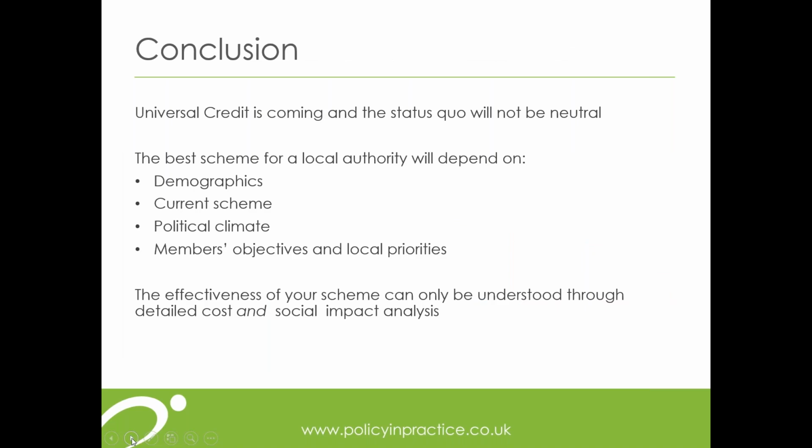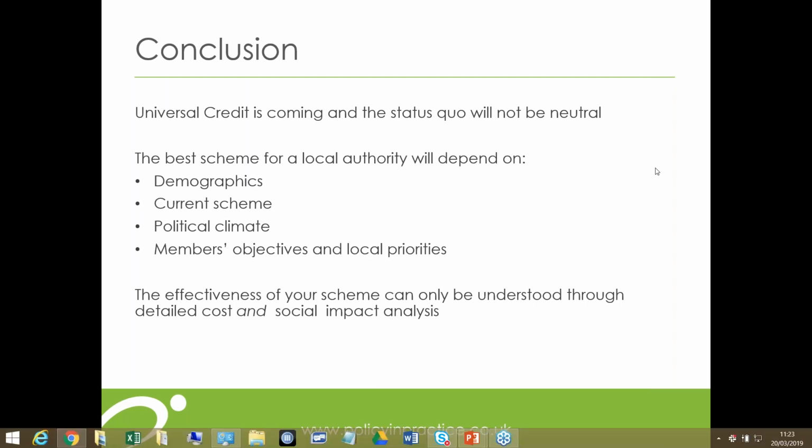So in conclusion, we have broken down 4 of the key factors which come into play when choosing the best scheme for a local authority. Of course, the demographics and who is in need of most support in terms of low incomes, that varies from local authority to local authority. The current scheme, so the starting point and the cost, the political climate, and kind of merging in with that, the members' objectives and local priorities.